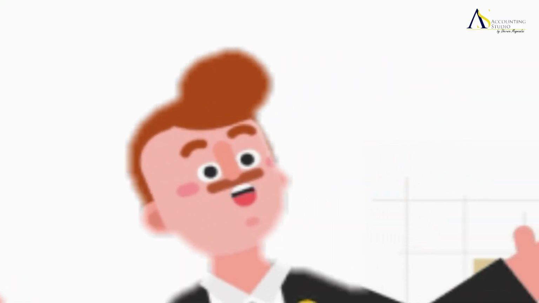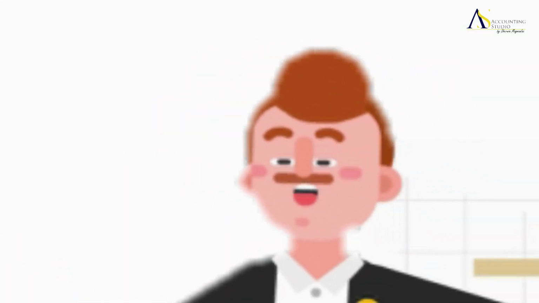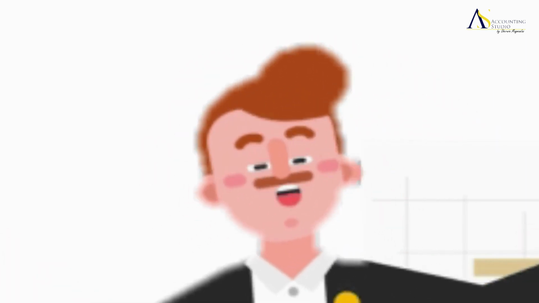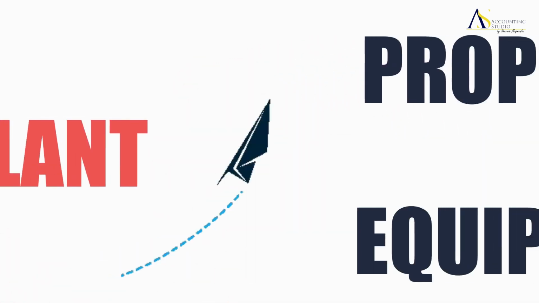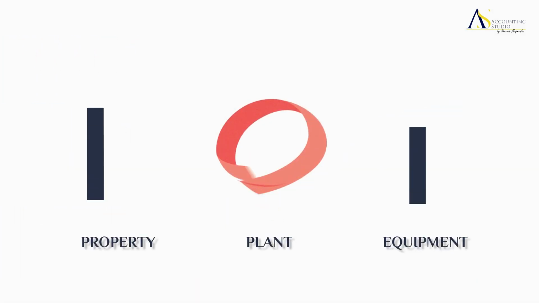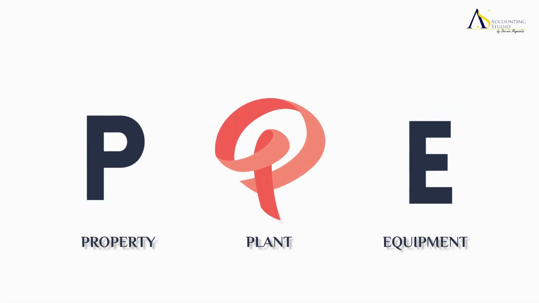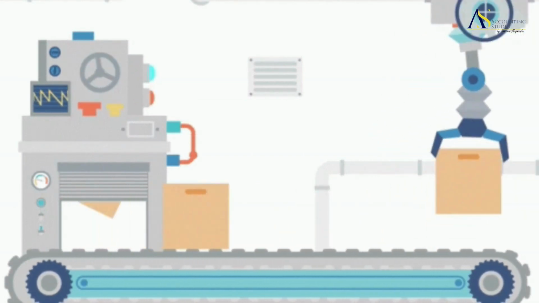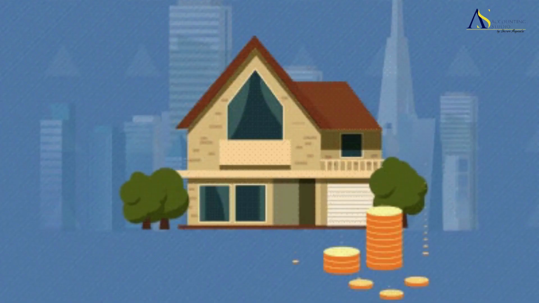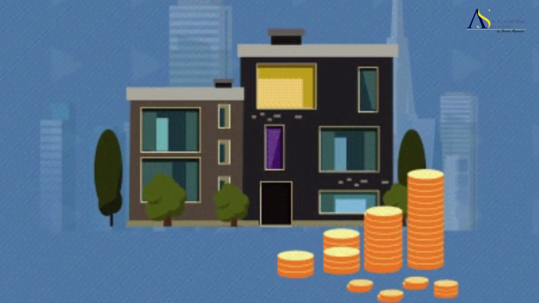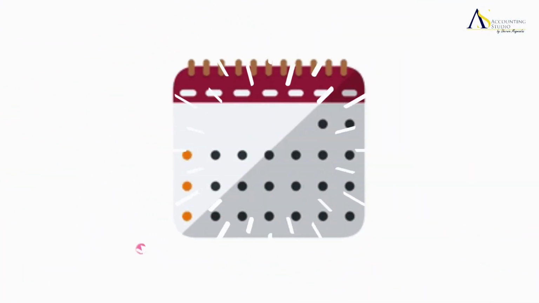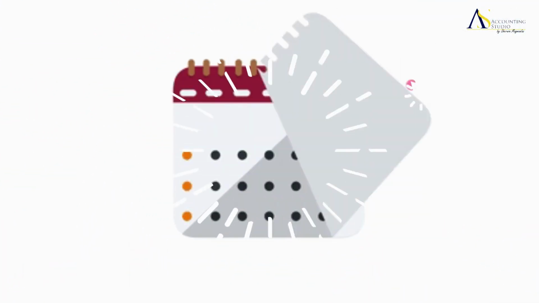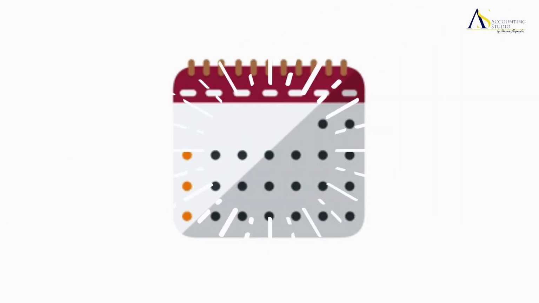Property, plant and equipment. Depending on the type of company you may be looking at, property, plant and equipment can make up a portion of a company's assets. Property, plant and equipment, also known as PPE, are tangible assets that are held by an entity for use in the production or supply of goods and services, for rental to others, or for administrative purposes, and are expected to be used during more than one period. Thus, it is classified as a non-current asset which has a life of more than 12 months.